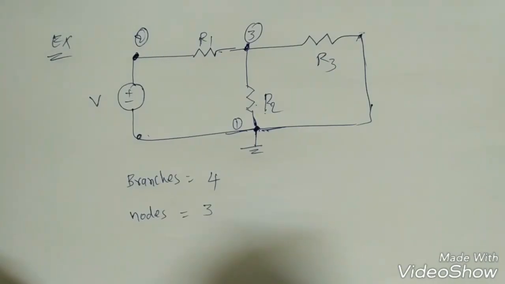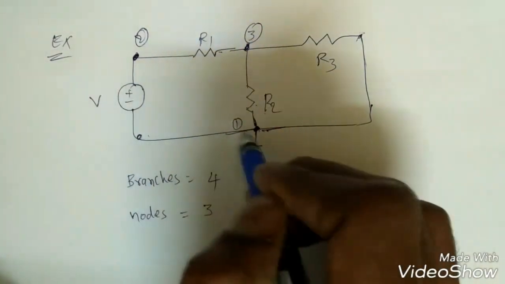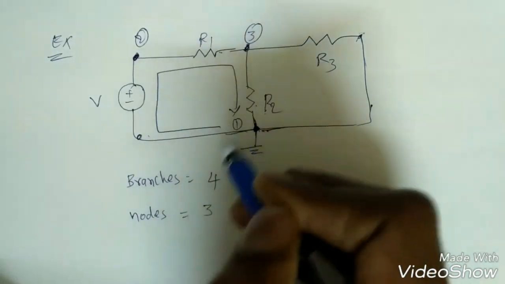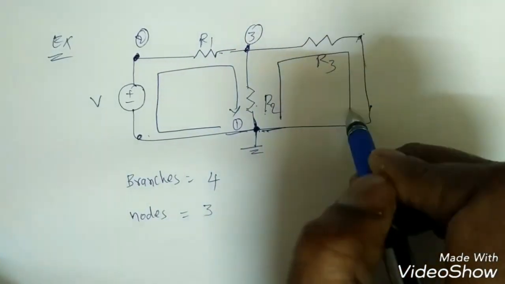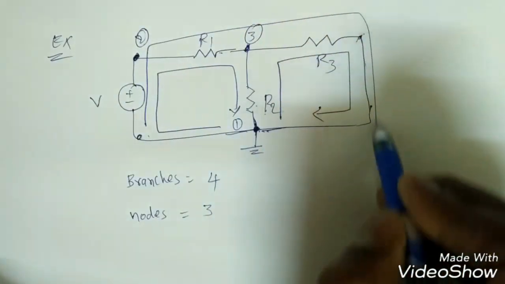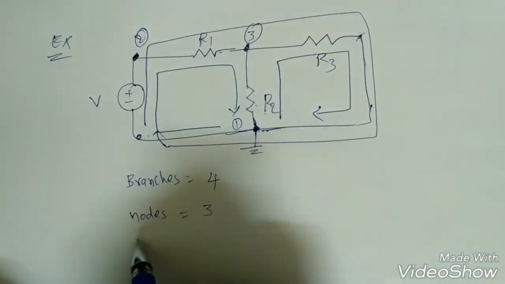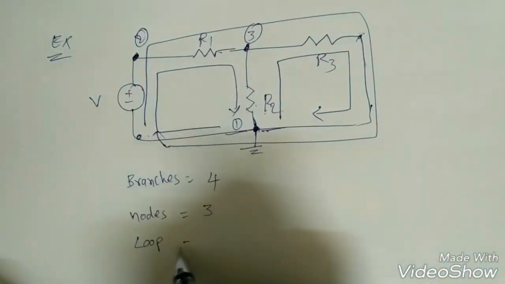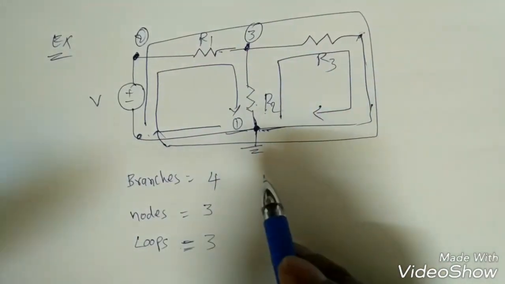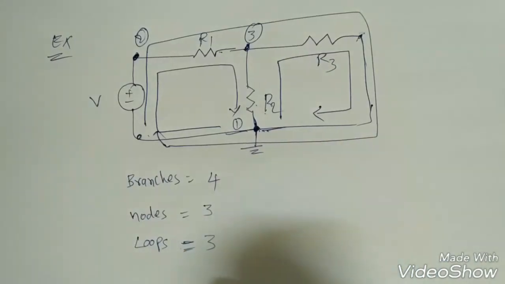Now how many loops will be there, or closed paths? So if I start here and go like this, I will get one loop. Similarly, if I go like this, I will get one loop. And if I go around the outer loop like this, I will get a loop. So the closed loops, we will get 3. But to solve the network, how many loops we need to use, that is another concept, right? So this is how to draw it.